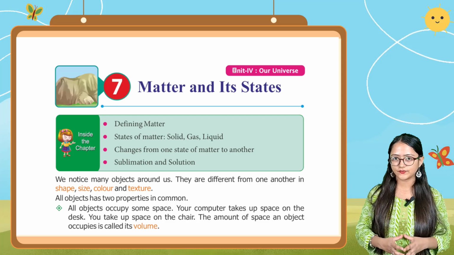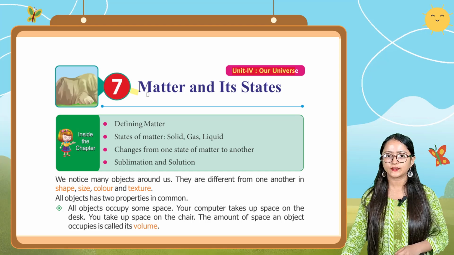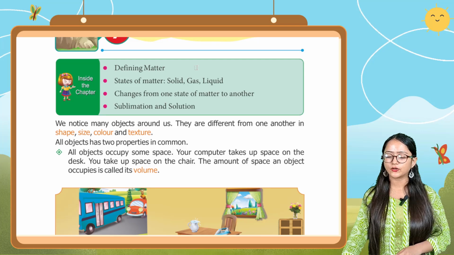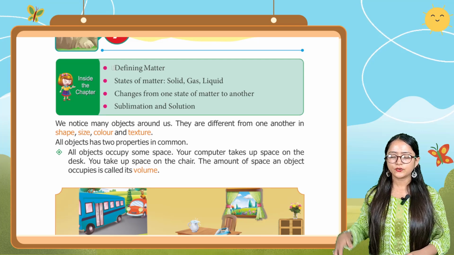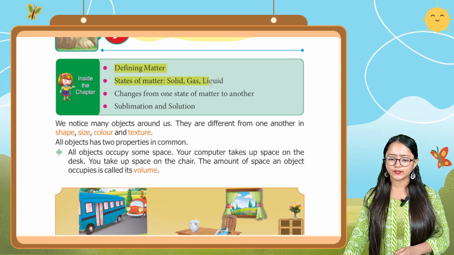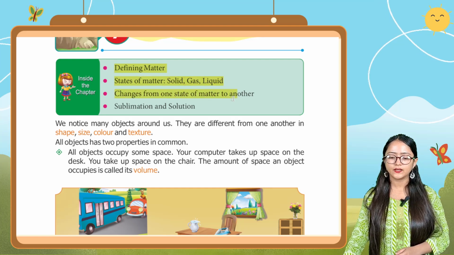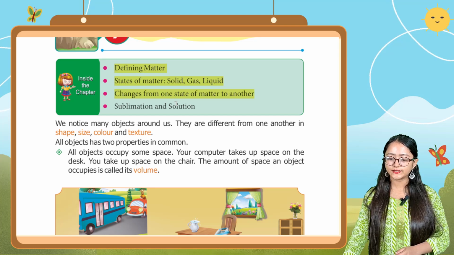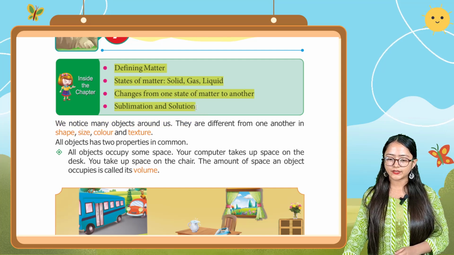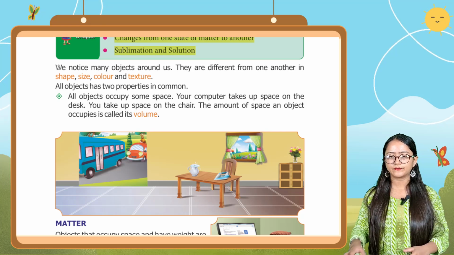So in today's class, we're going to talk about a fresh unit, Unit 4, Our Universe. In this Chapter 7, Matter and Its States, there are some points inside the chapter. The first one is defining matter. Second, states of matter: solid, gas, liquid. Third, changes from one state of matter to another. Fourth, sublimation and solution. Step by step we're going to study this chapter.